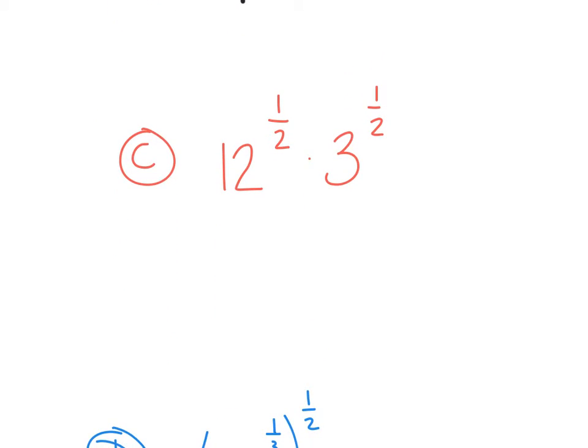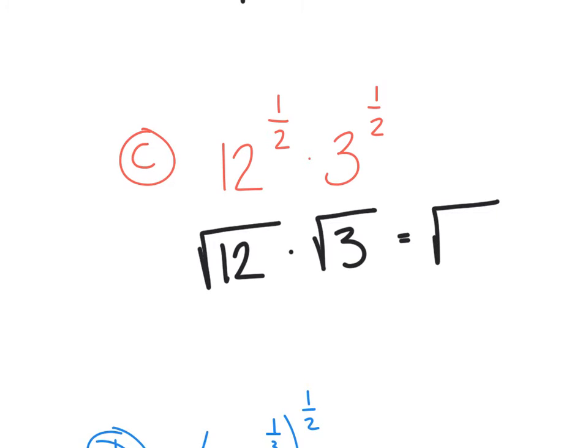Okay, now C's a little trickier. Can you just multiply these and add the exponents? No. Good answer if you said no. That is not allowed, because remember, the bases have to be the same. So I can't do that here. The only thing I can do is rewrite as radicals. So I could say that the square root of 12 times the square root of 3, which is equal to the square root of 36, which is just 6.